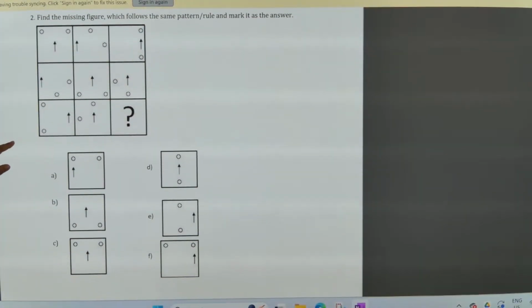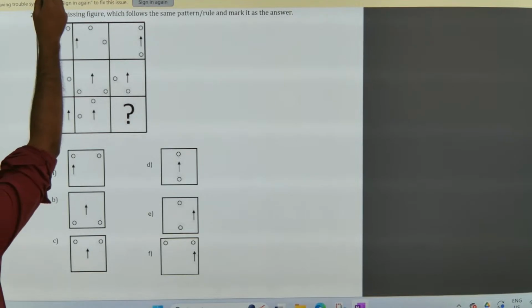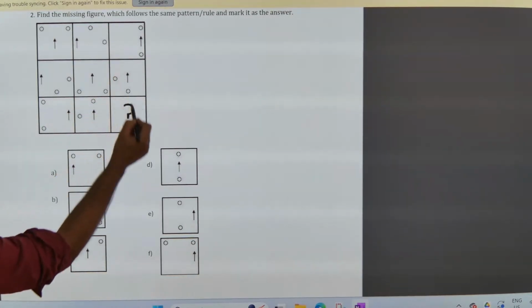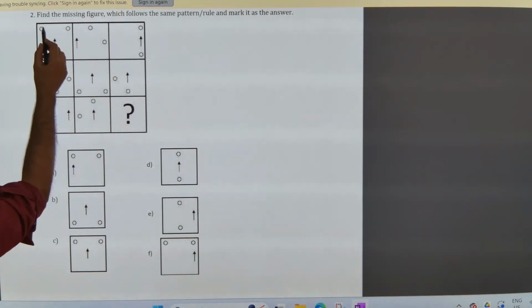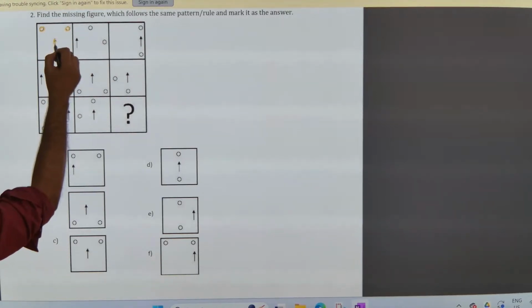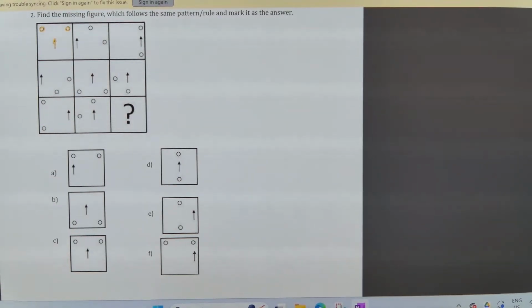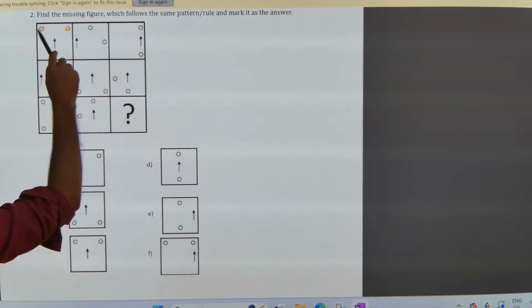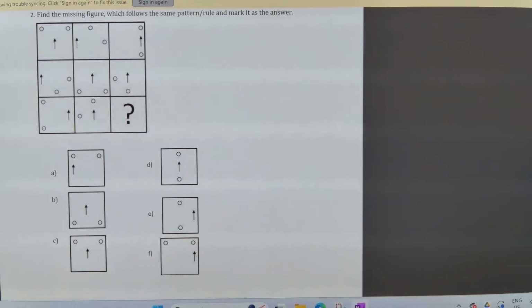It is a question from visual reasoning. It says: find the missing figure which follows the same pattern and mark it as the answer. There are 9 cells, and in each cell we have 2 circles and an arrow, right? The arrow is always upward oriented and there are 2 circles, right? So the circles as well as the arrow all are moving.